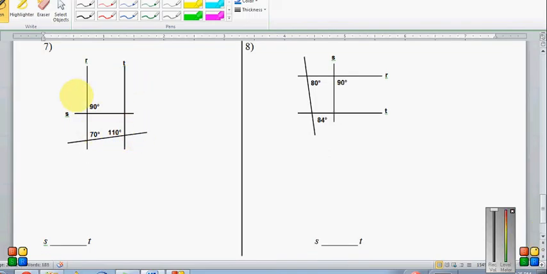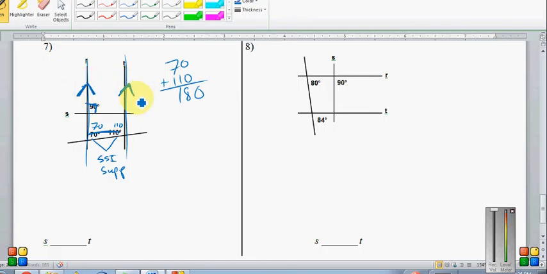This one, we're not told if R is perpendicular to T this time. We are told that this is a right angle, but we don't know if these two lines going up and down are parallel. But we do have these same side interior angles, 70 and 110, in between these two lines that we think might be parallel. So if 70 plus 110 adds up to 180, which it does, that means these same side interior angles are supplementary, which means that these lines are parallel to each other.